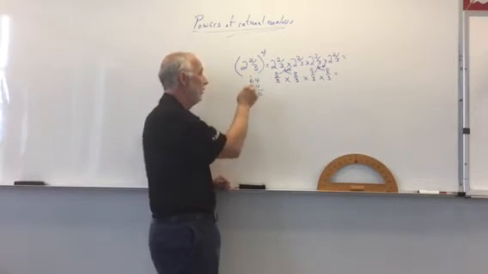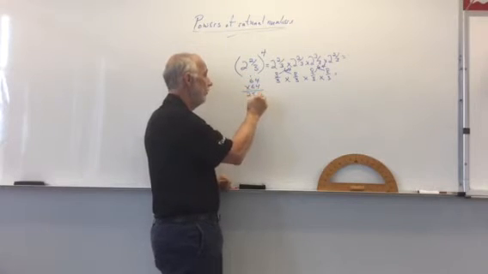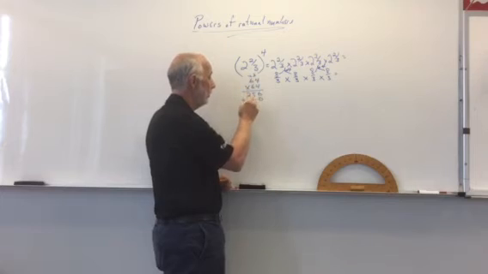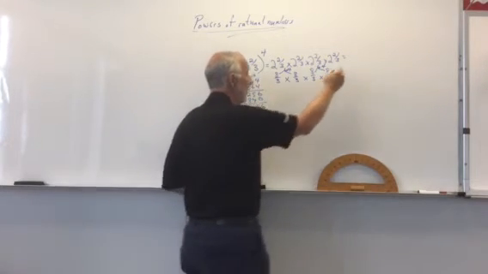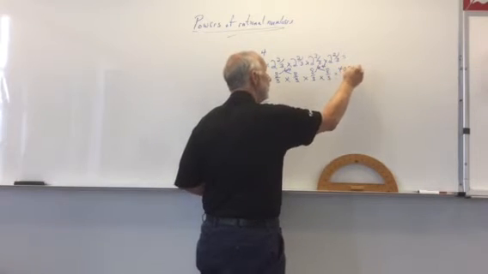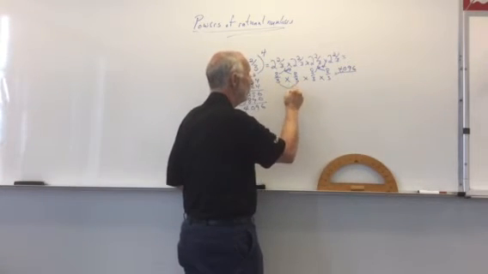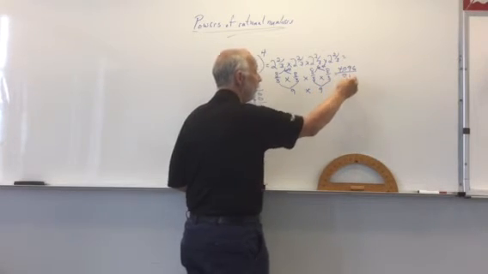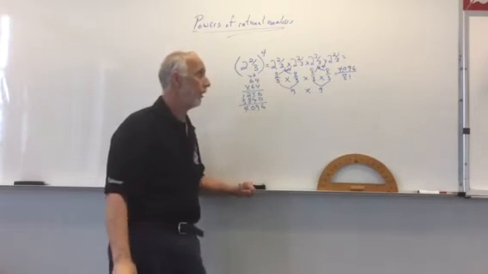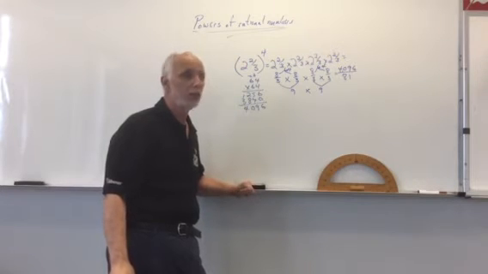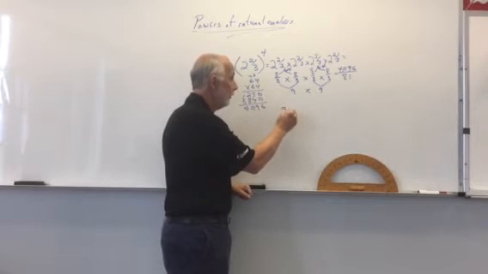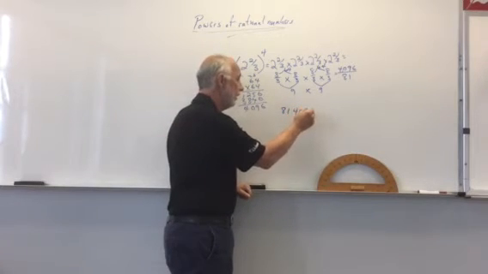16, carry the 1, 24 and 1 is 25. 24, carry the 2, 36 and 2 is 38. And you get an answer here of 4,096. And then you multiply the denominators: 3 times 3 is 9, 3 times 3 is 9, 9 times 9 is 81. And your answer is 4,096/81. But again, that's improper. So you divide 81 into 4,096.